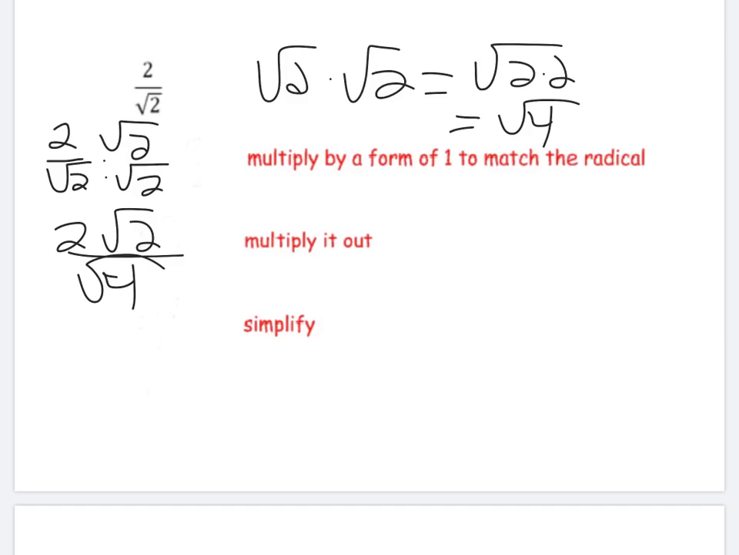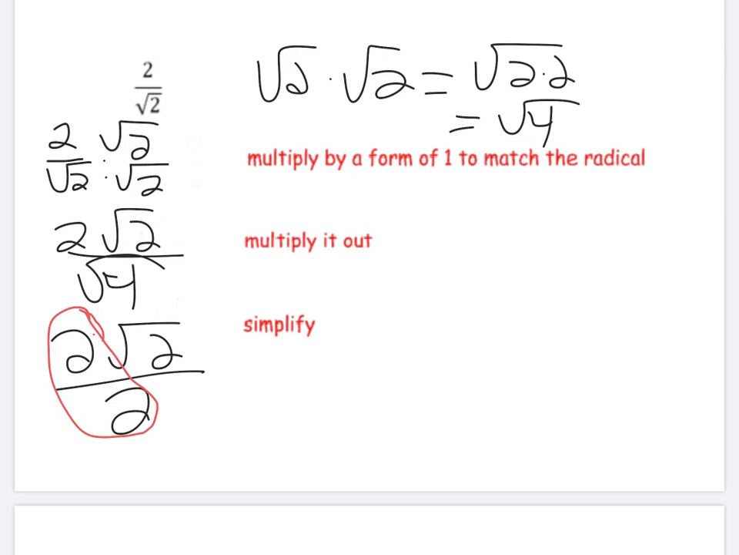Now if I simplify this, I can't simplify 2 square roots of 2 because 2 is as simplified as it can get. So I'd have 2 square roots of 2 as my numerator, and my denominator is the square root of 4, which is 2. And if I just look at the fraction part, that's just 2 over 2. The square root of 2 is set aside for a moment. 2 over 2 simplifies to 1, so remember, when your numerator and denominator are the same, they cancel out. So we're left with just the square root of 2 as my final answer.